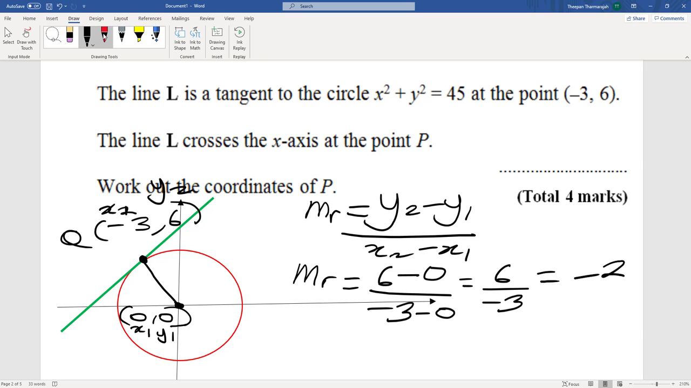Now this is the gradient of the radius. We want the gradient of the tangent line. Now the tangent line is perpendicular to the radius. We know from circle theorems that the angle between the radius and the tangent is 90 degrees. So from the equation of perpendicular lines, you would know that the gradient of a perpendicular line is always minus 1 over the original gradient. So in my case, it's minus 1 divided by minus 2, so that will simply give me a half. So the gradient of the tangent now is a half.